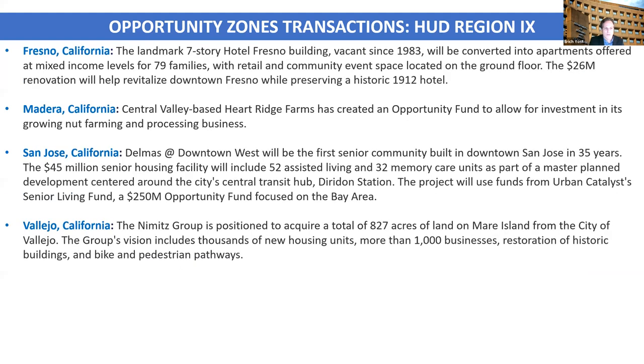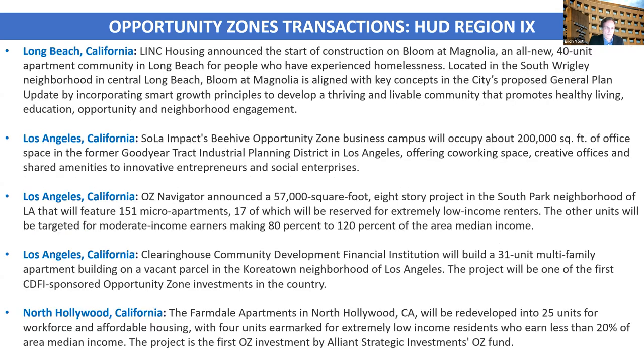Moving over into California, you'll hear about some of these communities later, but looking at Madera, California, Hartridge Farms created a fund to invest in growing net farming and processing business. In San Jose, a senior housing facility is receiving QOF funds for assisted living and memory care units. In addition, down in Southern California, Link Housing, an affordable housing provider, is working on an apartment project in Long Beach with qualified opportunity funds for people experiencing homelessness.